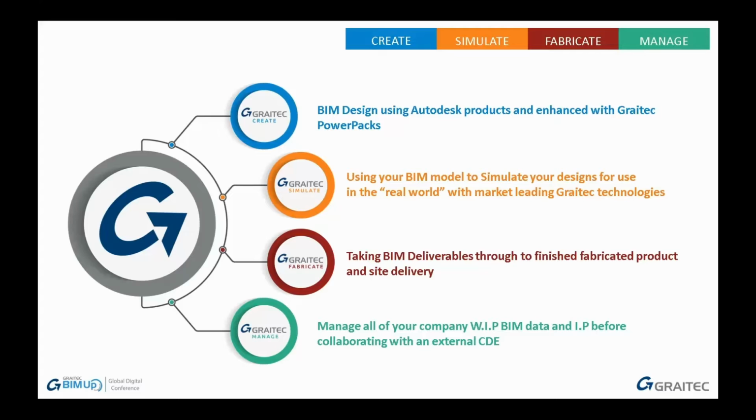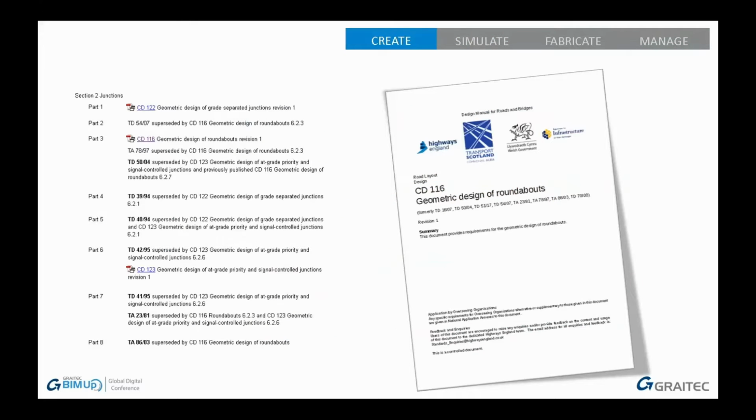This class is very much in the create phase of the project, using Civil 3D and junction design, and in particular roundabouts. Now, with roundabouts, there's lots of options and we have to work to design standards. They've got to be adhered to. DMRB, or the Design Manual for Roads and Bridges, has recently been updated, mainly an organisational thing, but this class is not about that.